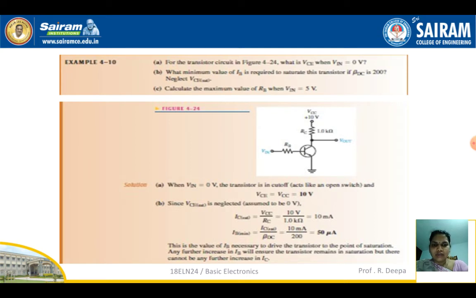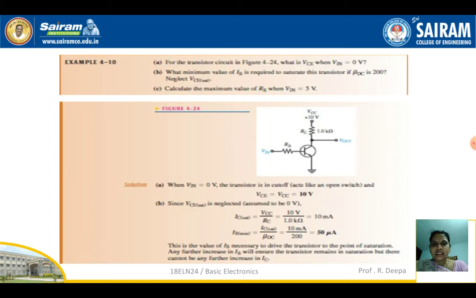So we will substitute this for IB minimum, and let us calculate what is IB minimum. Which is IC SAT divided by beta DC. So it is equal to 10 milliamps divided by 200. So you are getting 50 microamps. So this is the minimum value of base current needed to make the transistor act in saturation region. So further increase of IB will ensure that the transistor remains in the saturation region. Thereby we have calculated the IB values.